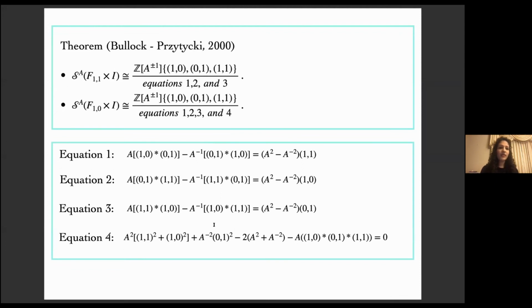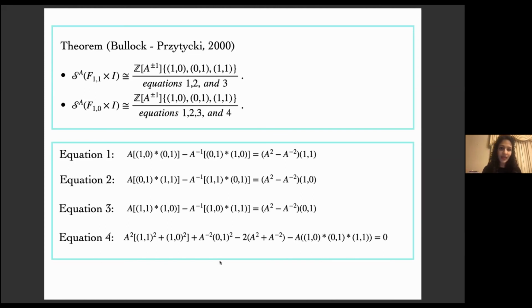Next, we come to some non-commutative cases. This was proved by Doug Bullock and Józef Przytycki in the year 2000, where they computed the Kauffman bracket skein algebra of the thickened torus and the thickened once-punctured torus. They showed that for both of them, the skein algebras are generated by the curves (1,0), (0,1), (1,1), but then you mod out by these equations. For the once-punctured torus, you mod out by equations 1, 2, and 3. And for the torus, you mod out by equations 1, 2, 3, and 4. This is known as the long relation of the skein algebra.